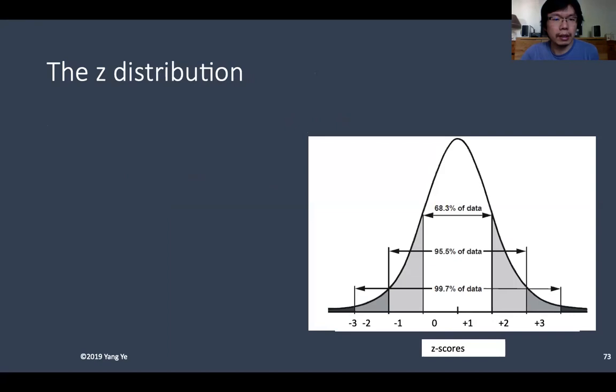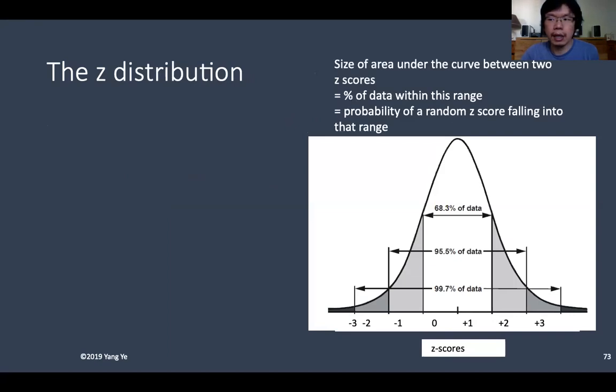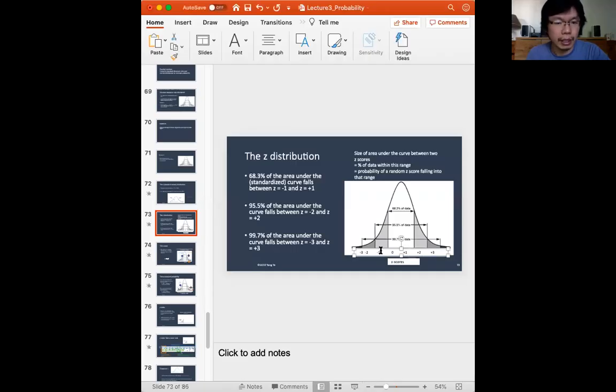So the Z distribution is very similar to the normal distribution. But the catch here, let me just quickly adjust that a little bit. Okay.